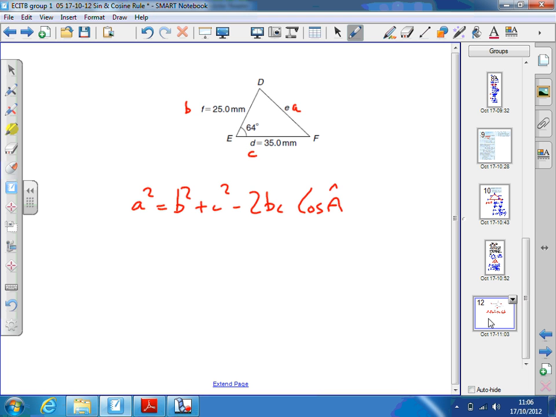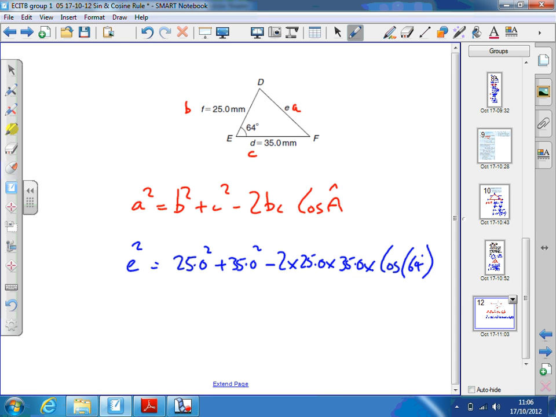So E squared, which is what I'm after, equals the other two sides squared, 25 squared plus 35 squared, minus 2 times the other sides, 25 times 35, times the cosine of the angle opposite what I'm trying to find, which is 64 degrees. At this point I put in the actual letter that's in the problem. I might call it X, I might call it anything. Now you can do that in one hit on the calculator. So work out what that is.